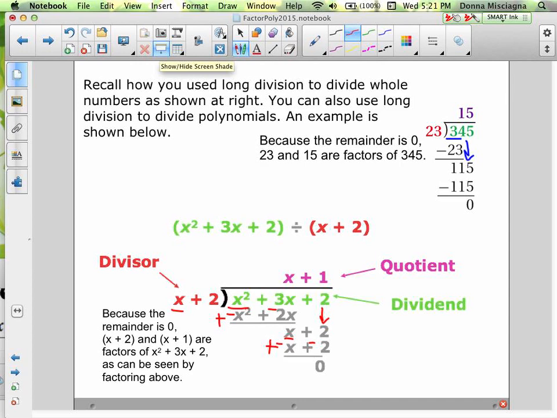Okay. So because the remainder is 0 here, x plus 2 and x plus 1 are factors of x squared plus 3x plus 2. Now this one, we didn't have to necessarily use long division, except that's my whole goal, is to teach you long division. This one we could factor. So let's factor it just to show you that those really are the factors.